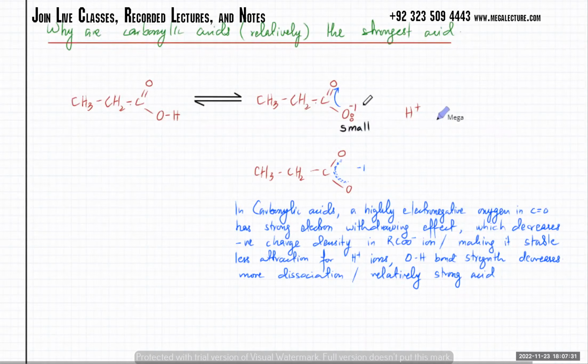So if the negative charge density becomes less, there's less attraction for H+ ions, which is why it's going to ionize very easily. The H+ will leave very easily. The OH bond is going to be very very weak. तो ये था. अब अगला जो part है ना वो ये कि within carboxylic acid.